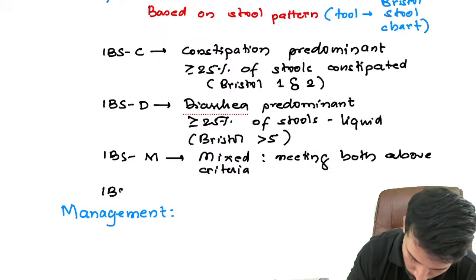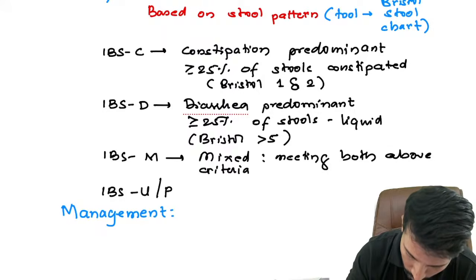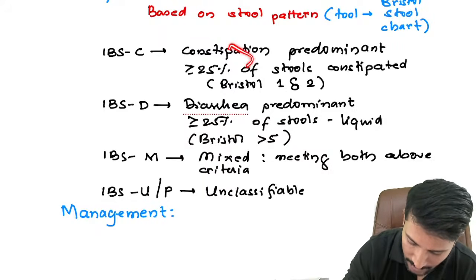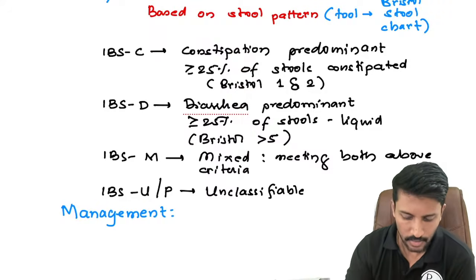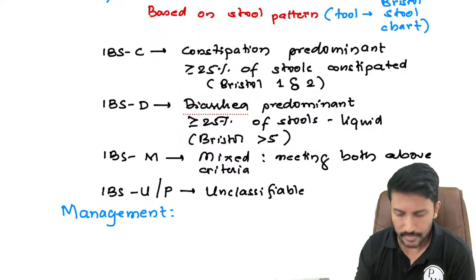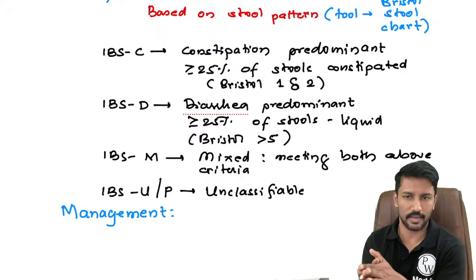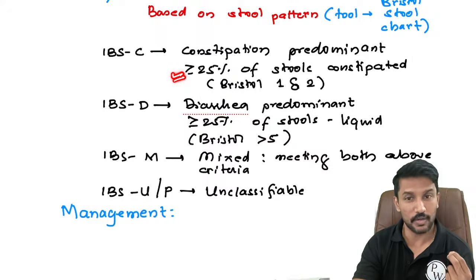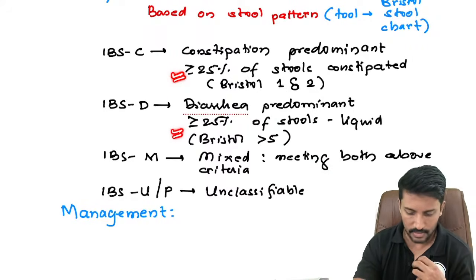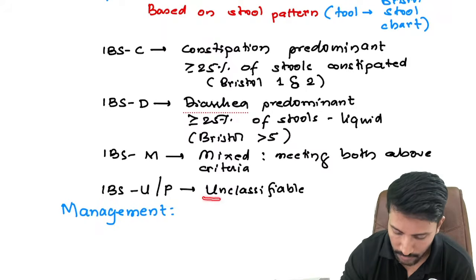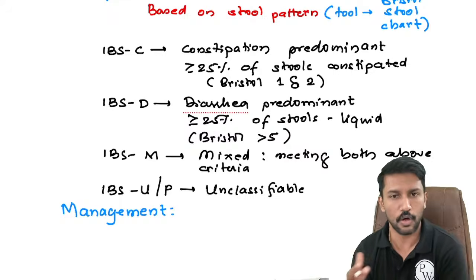Then we will have IBS unclassifiable or pain predominant. Why are we calling it unclassifiable? Because the patient does not satisfy any of these criteria. Like one day he has constipation, the other day he has diarrhea. The remaining days his stool is neither constipated nor diarrhea. So he is not accumulating 25% of stools to be constipated, and 25% of his stools are not on the diarrhea side. So we will not be able to classify him into diarrhea predominant or constipation predominant.